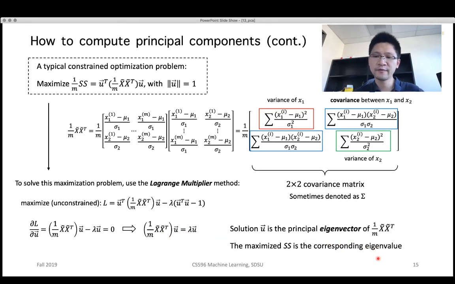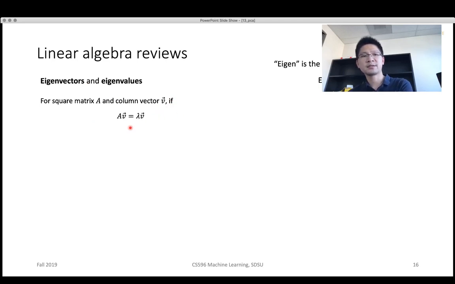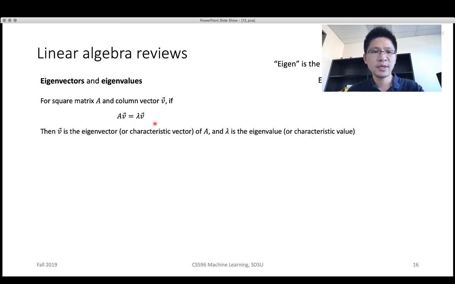Okay. So speaking of eigenvectors, it might be helpful to look at some review of the linear algebra content. The word eigen is a Dutch word that means self or mine, so you can think of an eigenvector as meaning "my vector." Why do we call it an eigenvector? Think of a square matrix A and a column vector V. If A times V equals lambda times V, that's the definition of an eigenvector. Then V is the eigenvector or characteristic vector of A, and lambda is the eigenvalue.